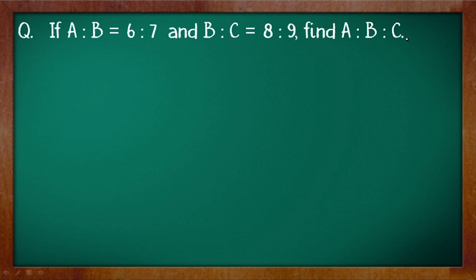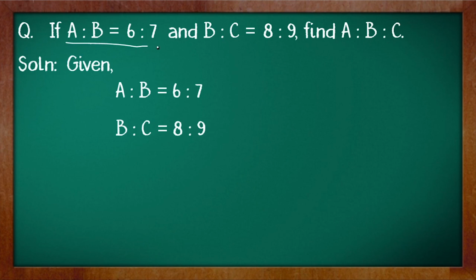Every time we get this kind of question, one of the terms will be common in both the ratios, like here it is B. So what we will try to do in this question is make the B part the same. Solution: what is given? Given is A is to B is 6:7, and the other part is B is to C. So we see that the B part is common. B part is in both the ratios.